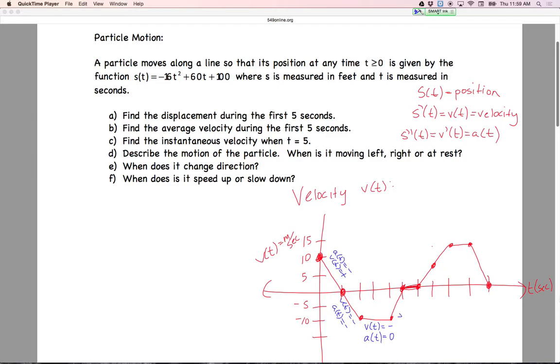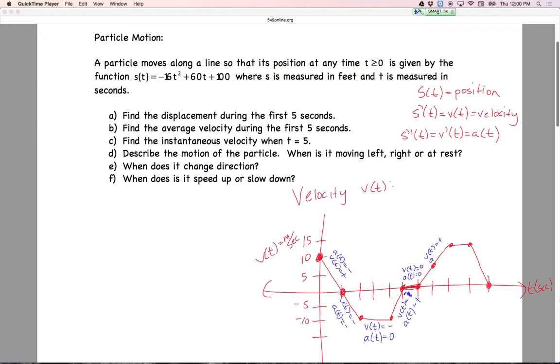What's this? Velocity's negative. Acceleration's positive. How can I fix that? No, just hit undo. There is no undo on this. Velocity's negative, acceleration's what? Positive. What about here? Velocity 0 and acceleration's what? 0. What about here?